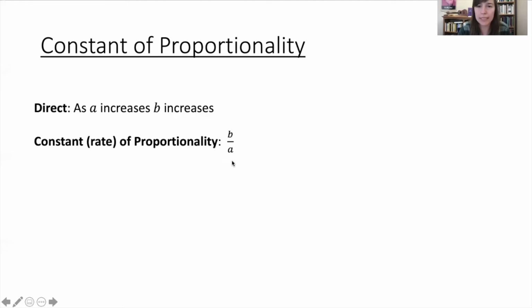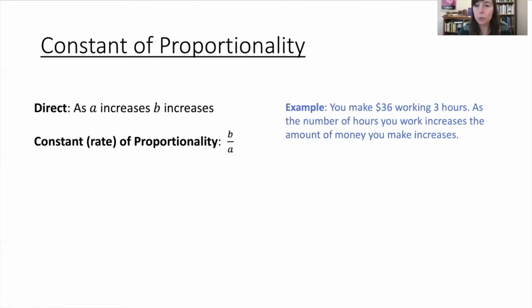And let's look at an example. So suppose you make $36 working for 3 hours. I guess the first question we should ask ourselves is, are we in a situation of proportionality? Is it true that a constant change in one quantity results in the constant change of another? And often it is.